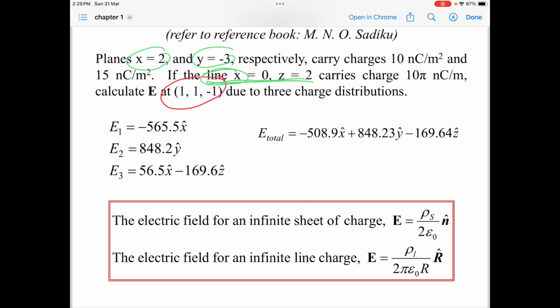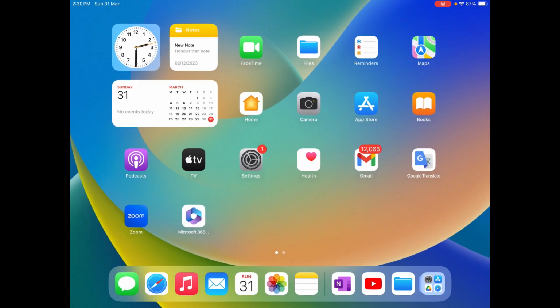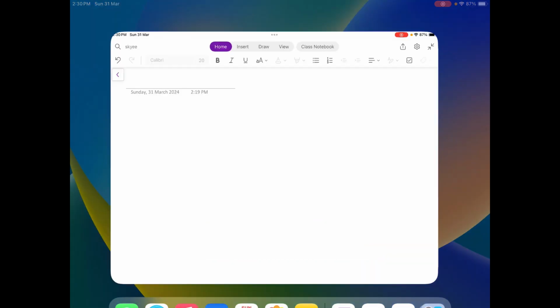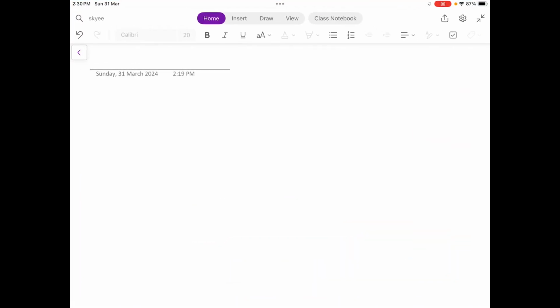So you have a line x equals 0, z equals 2, and the line charge density is 10 pi nanocoulomb per meter. You have to find the electric field at (1, 1, -1) due to these three charge distributions. We have got the answer for E1 and E2. Now we are going to find the answer for E3. So let's look at the information that we have.